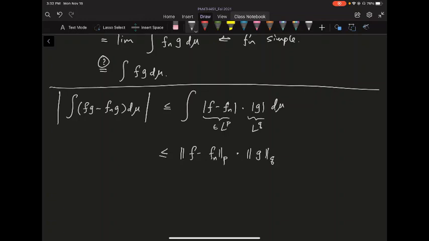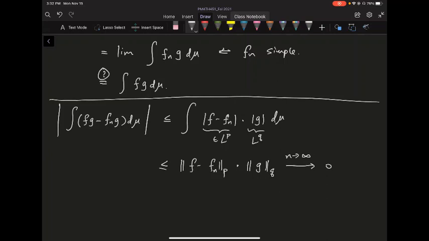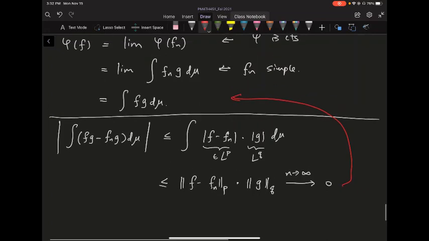And you realize, if n goes to infinity, we just showed f_n converges to f in L^P norm, so the P norm will go to 0. The Q norm of g is a constant, so this goes to 0 as n goes to infinity. Okay, so I have this limit also converge. So that essentially proves the desired equality here. So this proves the last bit of equality.